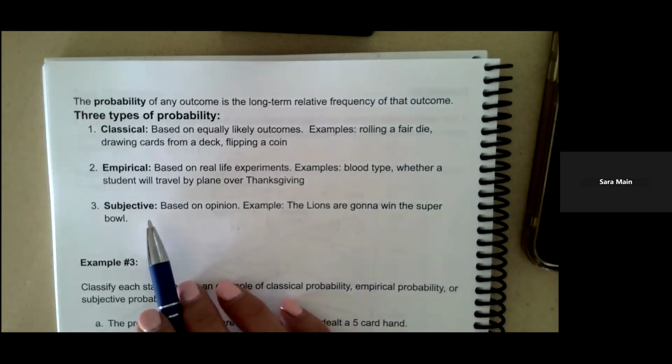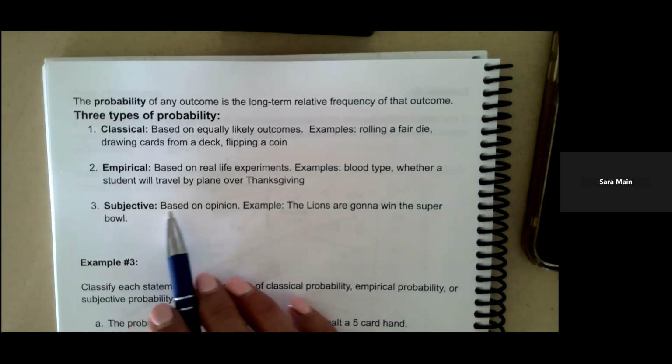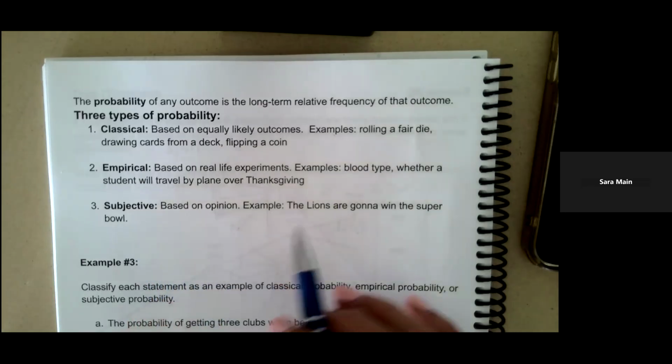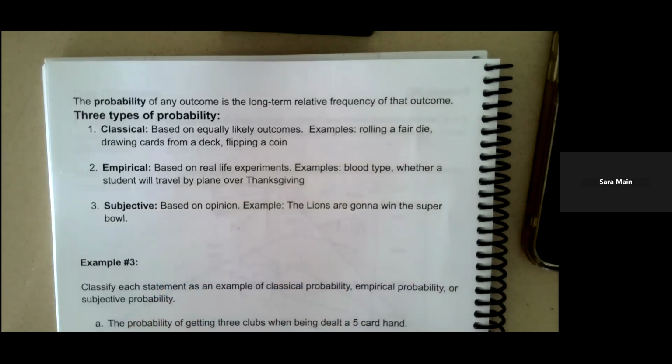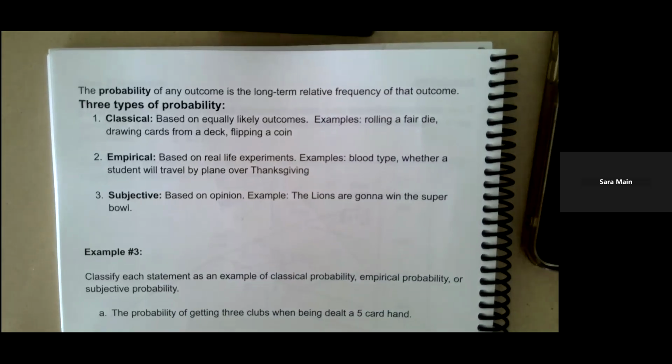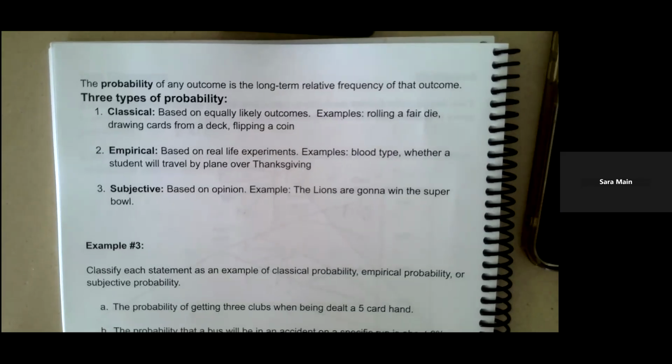And then the third type of probability is subjective probability. It's based on opinion. And my famous example is the Lions are going to win the Super Bowl. I think this might be the year. Hopefully, when you're watching this video, they've already won the Super Bowl.